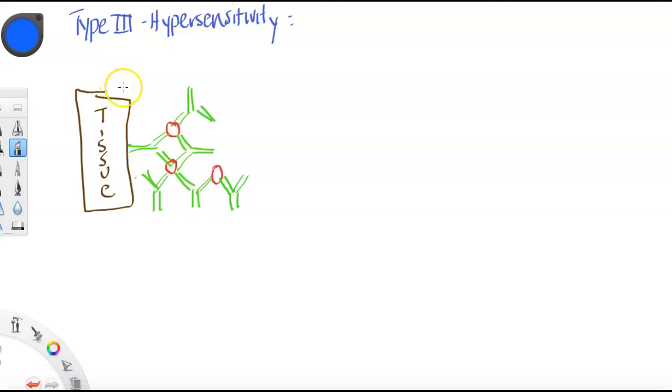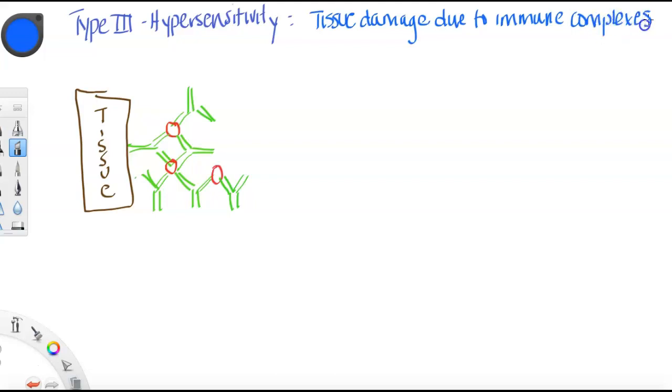Right, in hypersensitivity type 3, again, we're talking about antibodies. And in hypersensitivity type 3, we get tissue damage due to immune complexes. And these complexes get deposited into the vessel walls.